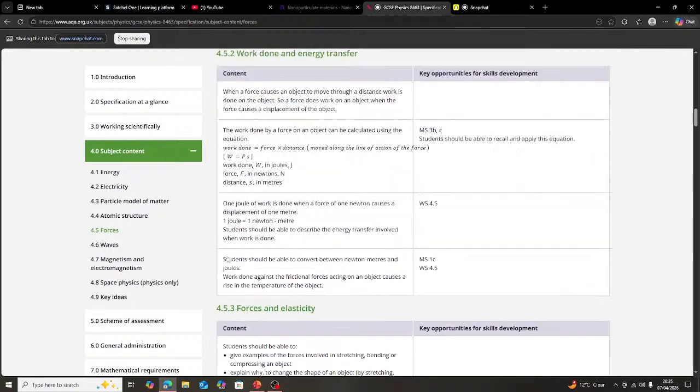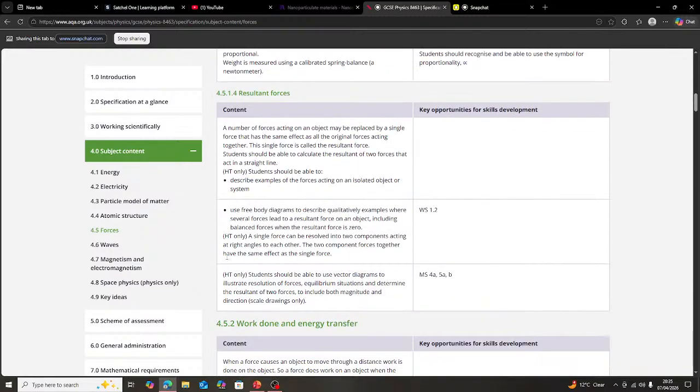How are we able to show a resultant force on a graph or a piece of paper? What's that thing called again? Free body diagrams, yes.